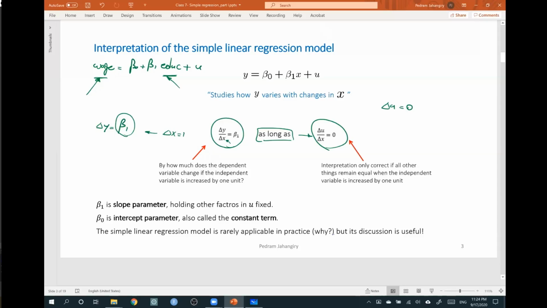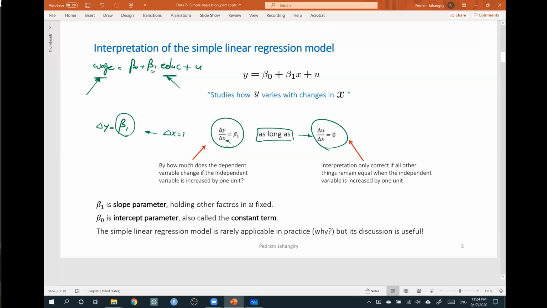So mathematically, actually, I'm going to leave it as an exercise. That's why that's the case. We need this delta u divided by delta x to be equal to 0. And in the class, I'm going to go over the proof of that exercise. But you should remember, so how do I interpret, for instance, this beta 1?